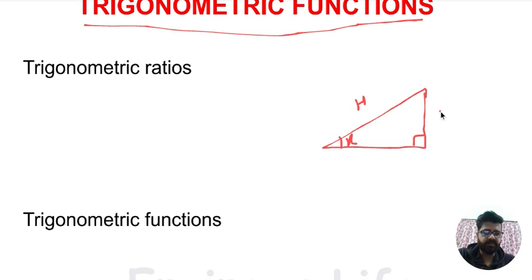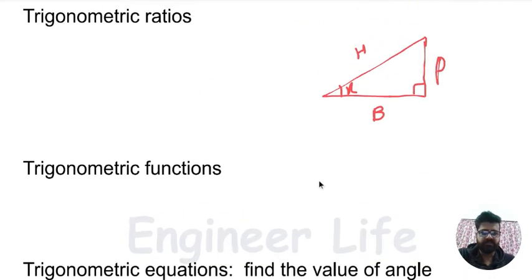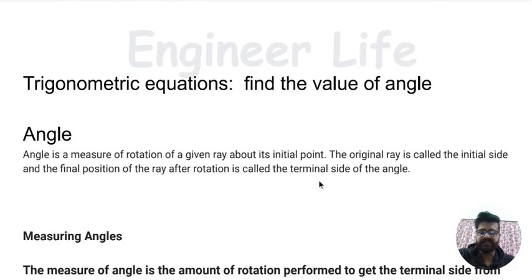this is perpendicular, and this is base for this angle x. Okay, before this point, I will tell you first what is the angle. So look at this. Angle is a measure of rotation. Angle is a measure of rotation of a given ray, about its initial point.